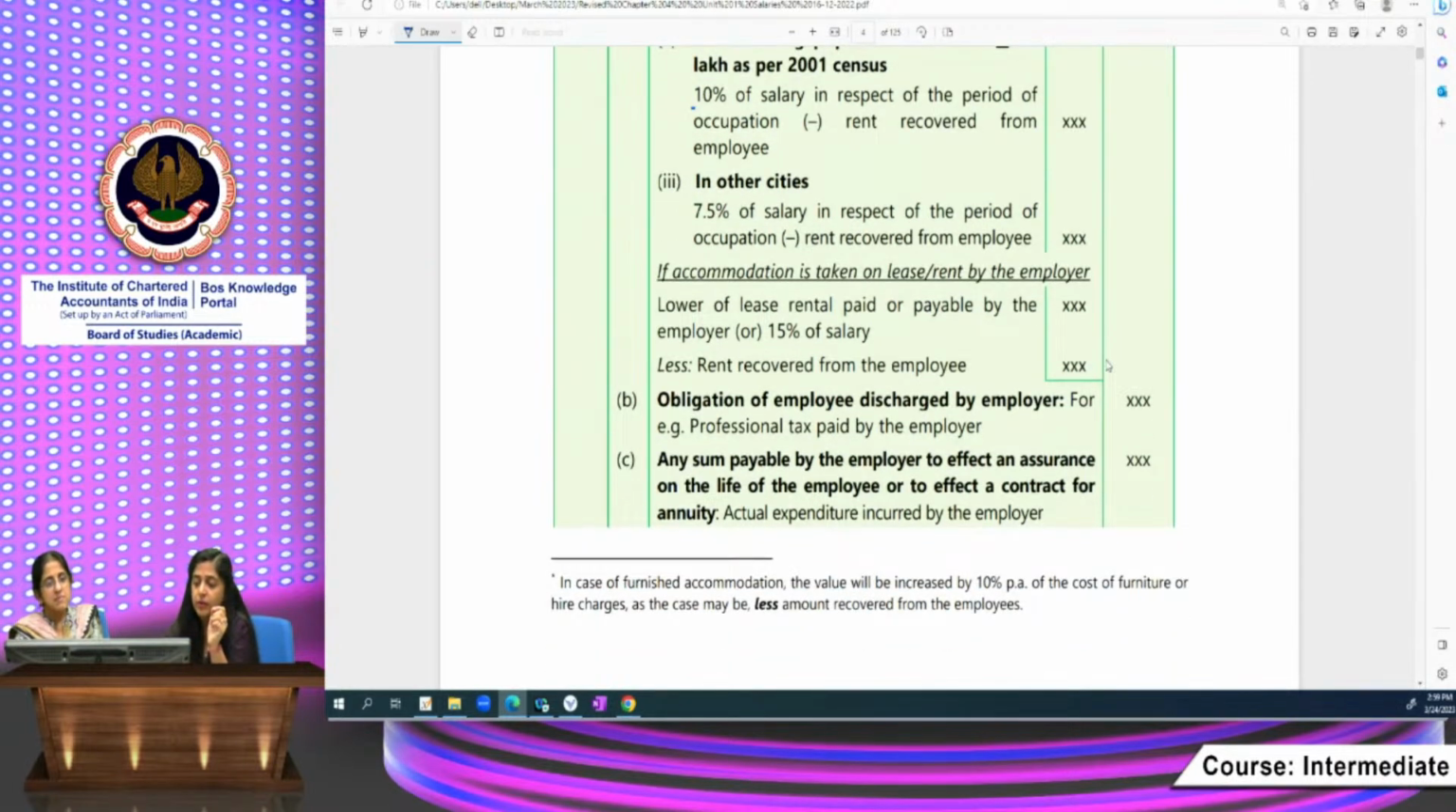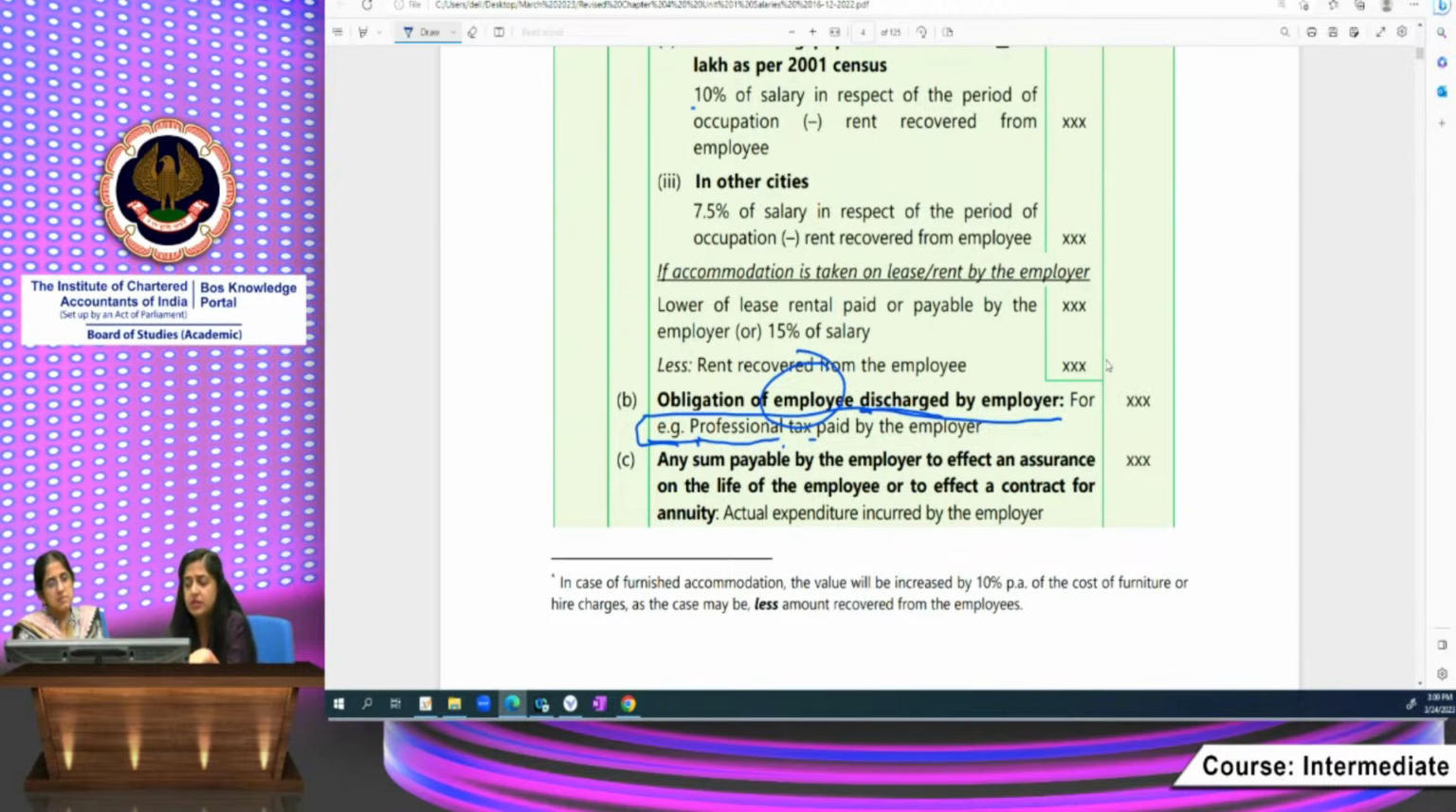One of the important perquisites is obligation of the employer discharged by the employer. Suppose you have to incur some expenses, but your employer reimburses you. That is an obligation of yours, but it is discharged by the employer. That is your perquisite. One example is professional tax. Suppose you have to pay professional tax, but your employer has paid professional tax on your behalf, or has reimbursed you. Then in that case, that will be your perquisite at first, and second, you will get the deduction in this respect.